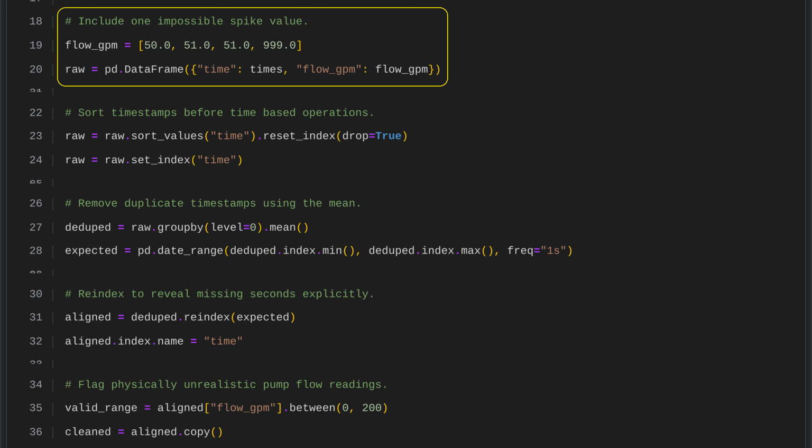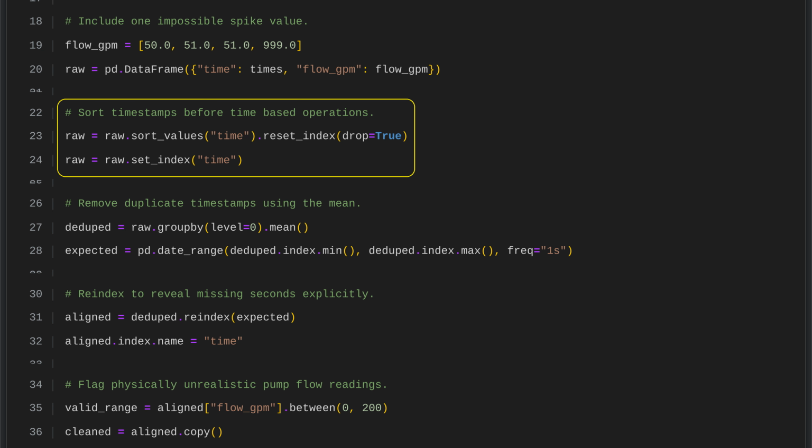A set of flow rates is created, including typical values and one unrealistic spike of 999 gallons per minute. These readings are combined with their timestamps to form a Pandas data frame, giving the raw data a structured format for later analysis. The data is first sorted by time, so the records are in chronological order, which is essential for time series analysis. The index is then reset to create a clean sequence, and the time column is set as the new index to support time-based operations.